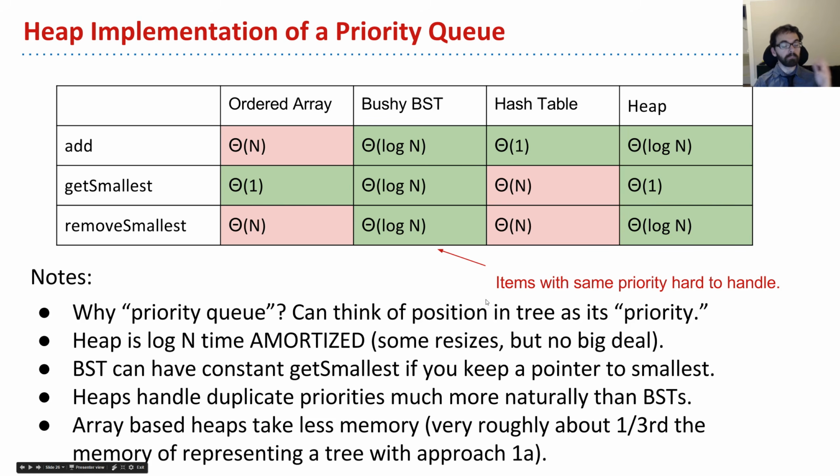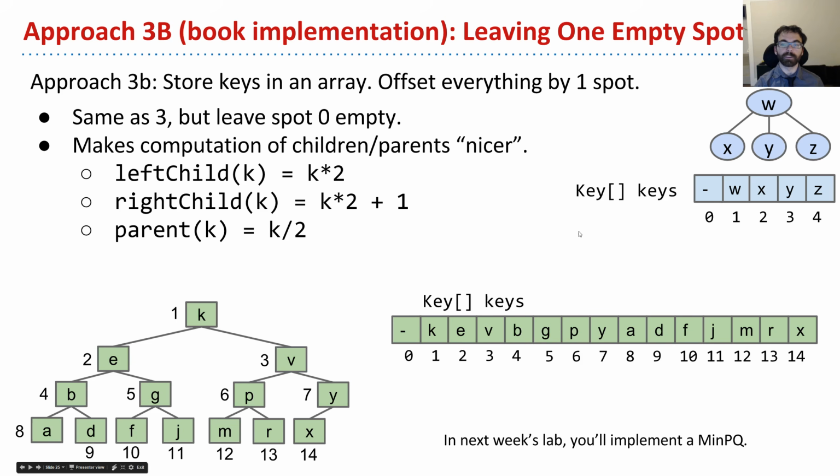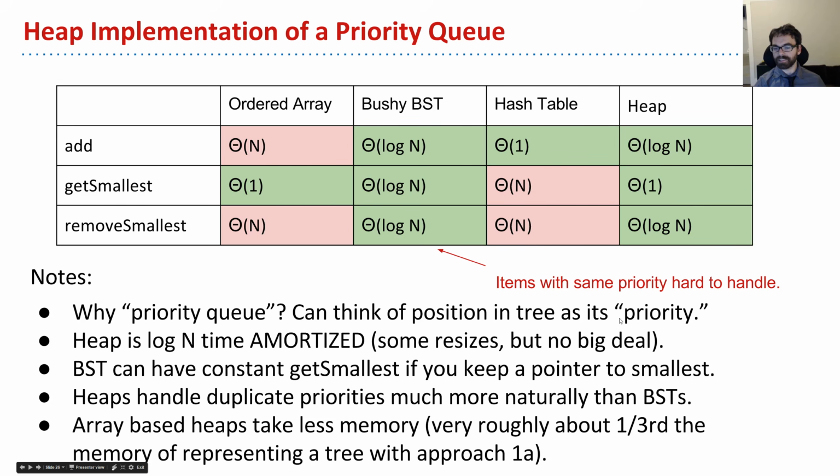Now I'll note that these runtimes are actually, well, for add, this log n here is amortized because sometimes we'll have resizes. If we add in a bunch of stuff, there'll be the occasional heap operation where we need to resize our backing array, and that's no big deal. The binary search tree, as it happens, can have a constant get smallest. You can modify it if you keep a pointer to the smallest, but you don't really get much out of it.